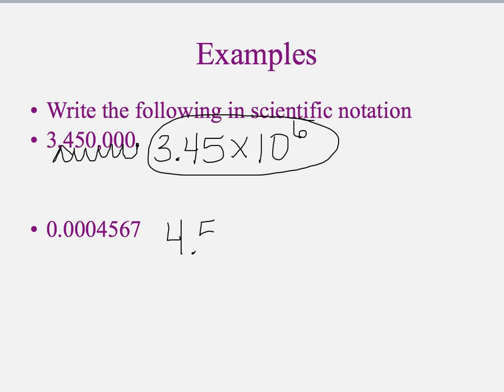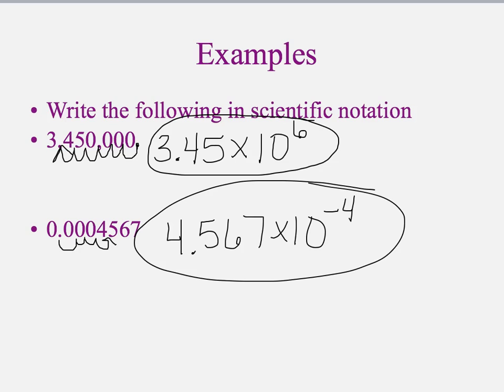So the second one, 4.567, times 10 to the, we're going to move this 1, 2, 3, 4 places. And because it's a small number, it's to the -4th.